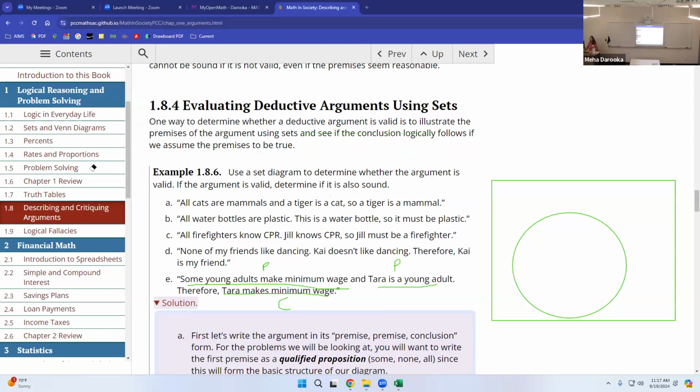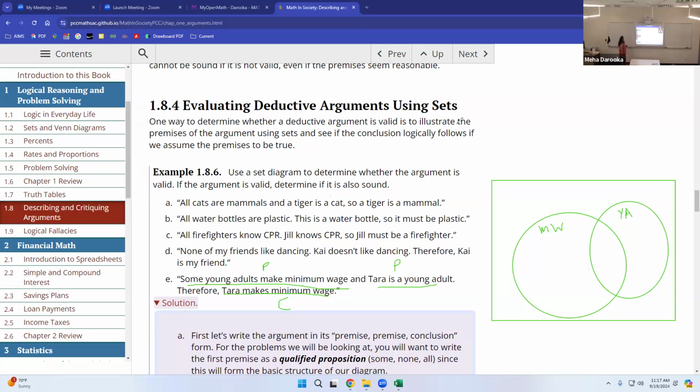Let's go through this so we don't confuse ourselves, and then we need one more circle in here. So let's see, minimum wage, young adult, and where would Tara go? Some young adults make minimum wage. So you can see if you are a young adult, you fall into the YA circle. If you make minimum wage, you fall into the MW. And then since we're saying some, you can belong to both groups, right? So that's where that overlapping is coming from.